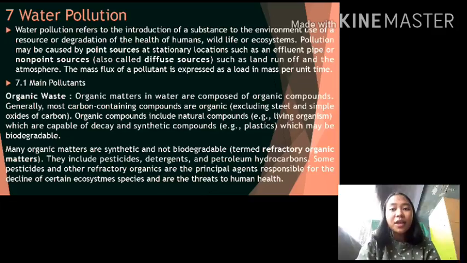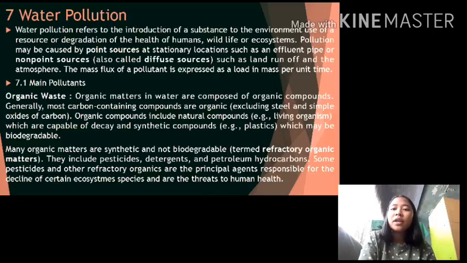Okay, 7. Water pollution. Water pollution refers to the introduction of a substance to the environment that causes a use of a resource or degradation of the health of humans, wildlife, or ecosystems. Pollution may be caused by point sources at a stationary location, such as an effluent pipe, or non-point sources, also called diffuse sources, such as land runoff and the atmosphere. The mass flux of a pollutant is expressed as a load in mass per unit time.